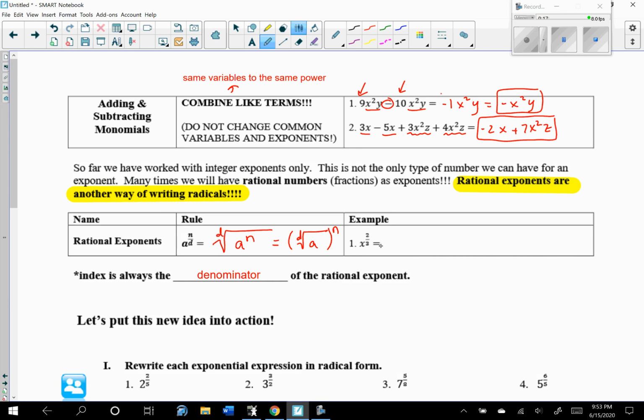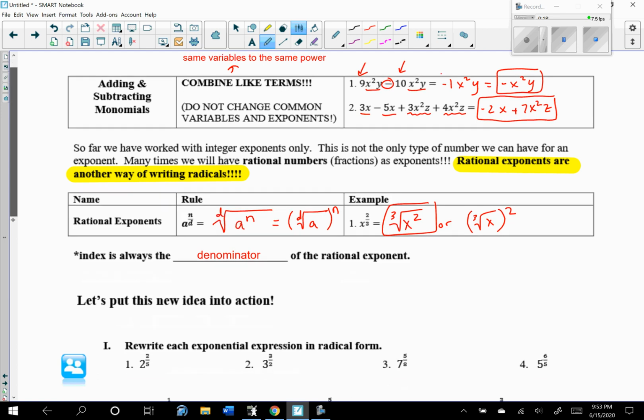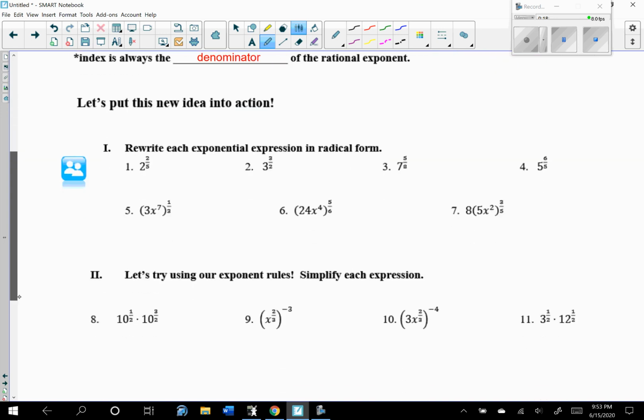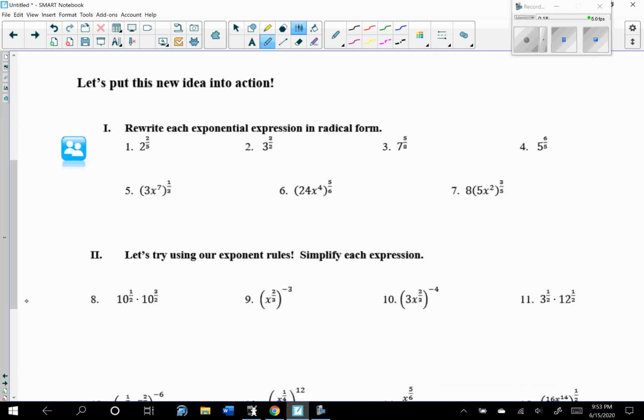So over here with numbers, if I have x to the 2/3 power, that is the cube root of x squared, or you could write this as the cube root of x all squared, but again, usually I write it like this. Recall that the index is always in the denominator of the rational exponent. So again, the index is what you're taking your root of, so the index here was 3. So let's go ahead and put this into some practice. So go ahead and take a moment to do 1 through 7 on your own and then hit pause when you're done.